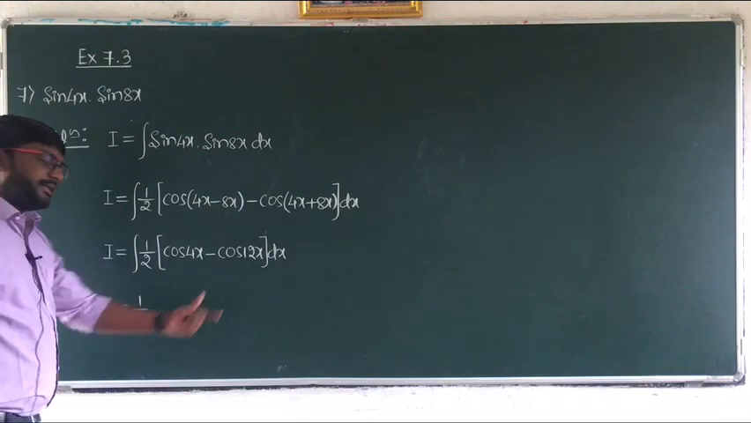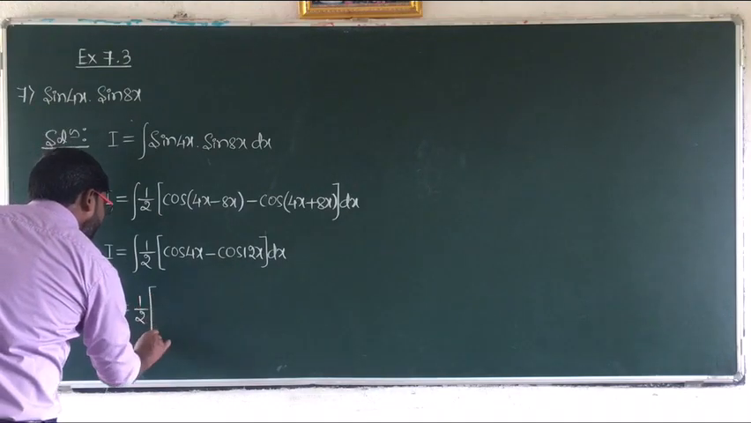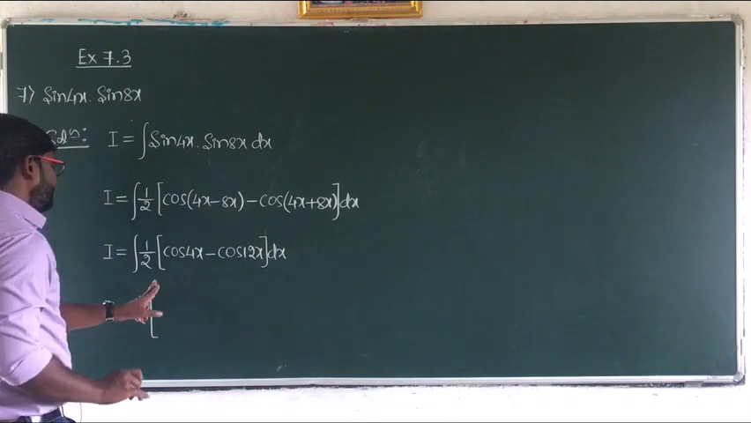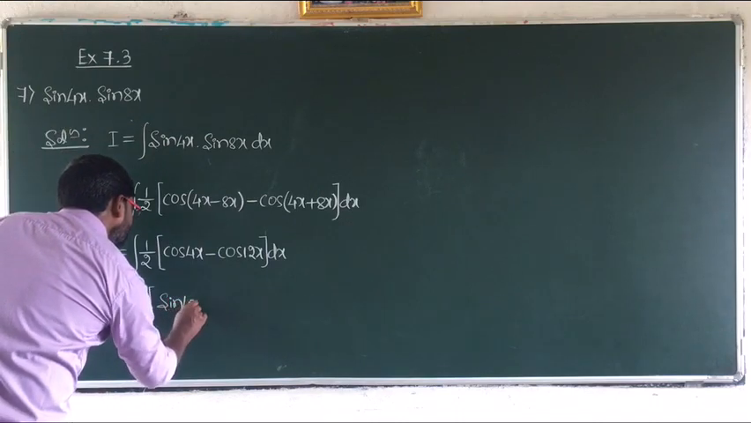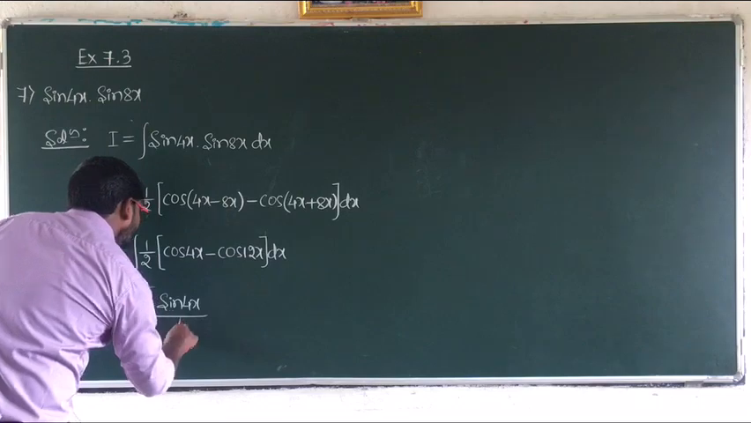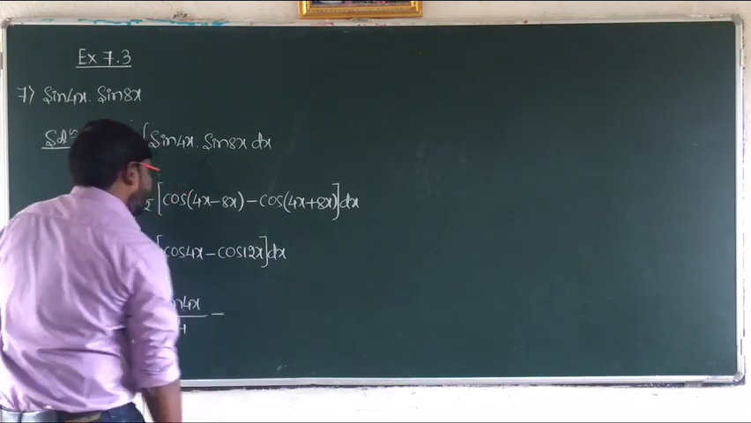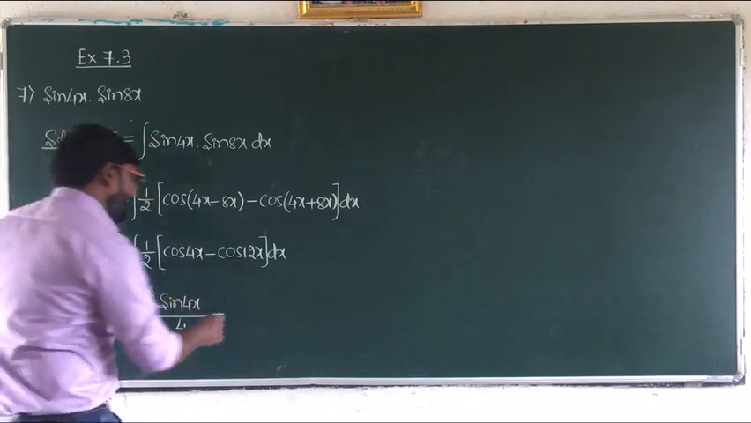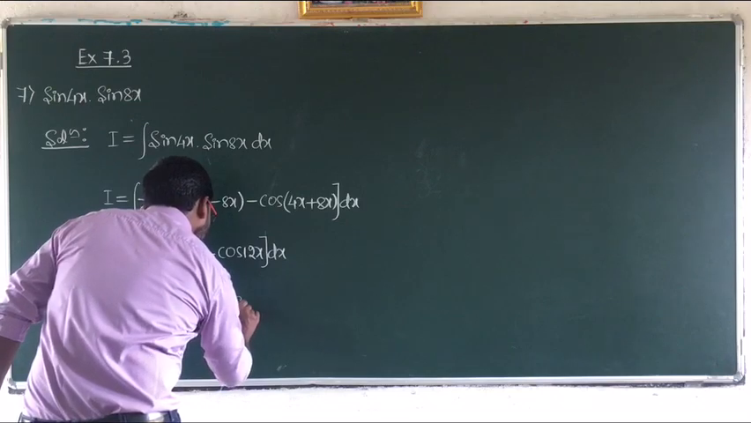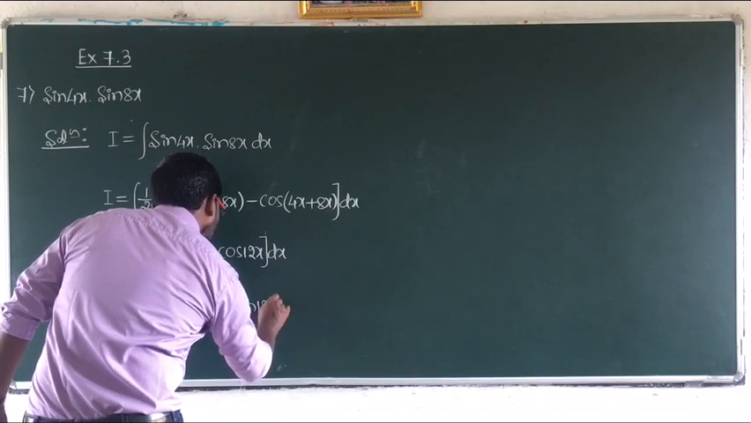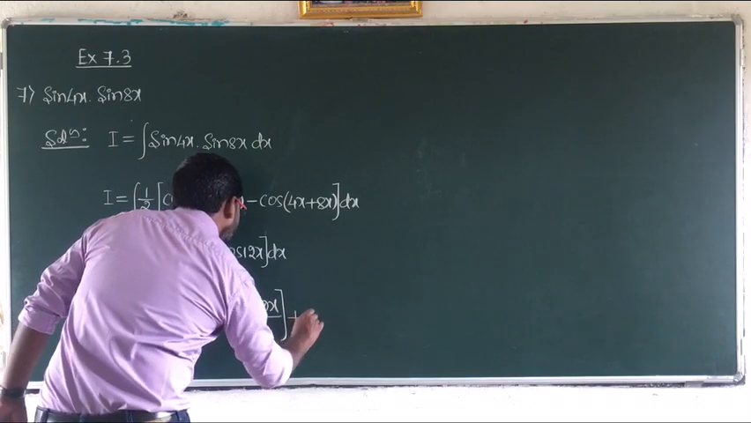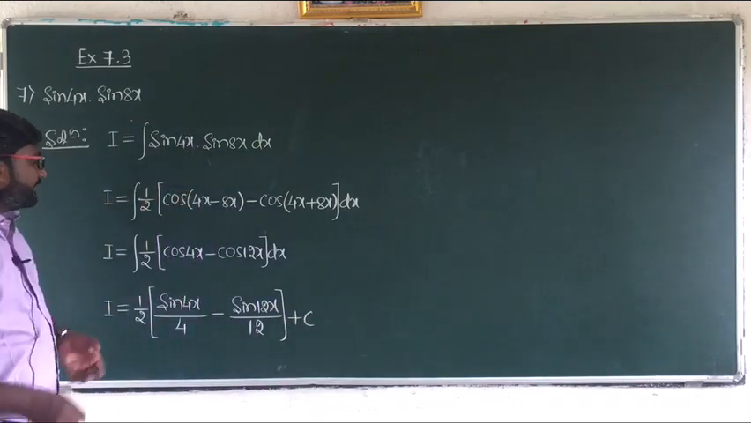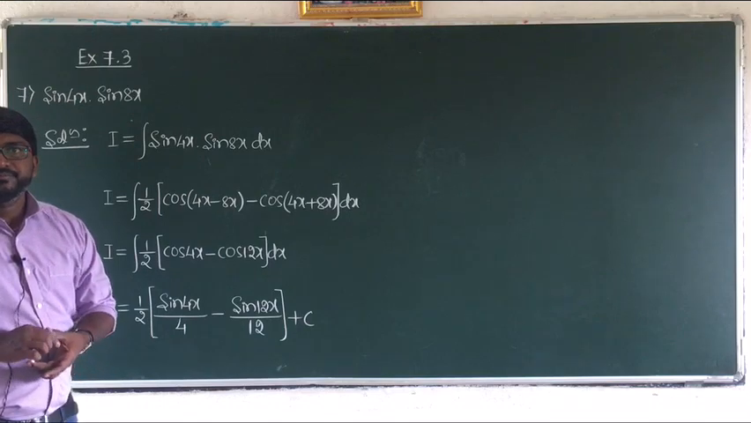So, now I is equals to 1 by 2, I write it outside, then integrate them separately. So, integration of cos 4x will be sin 4x divided by 4, then minus integration of cos 12x will be sin 12x divided by 12 plus c. So, this is all about the seventh problem.